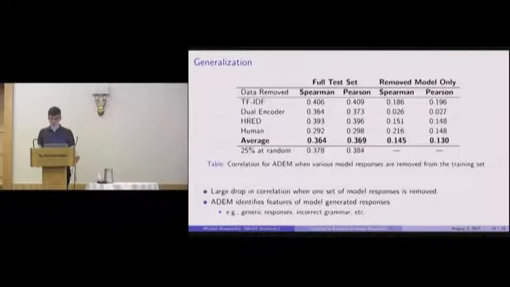And what we can see is there's a large drop in correlation when responses are removed. So this could perhaps seem concerning, but I think it's promising that we can see that ADEM detects features that are specific to the models needed in order to predict how humans would rate their scores. And we only used 4 models. So if we had more dialogue models, I think we would see a huge improvement here, and this is a line of future work that we're looking into.